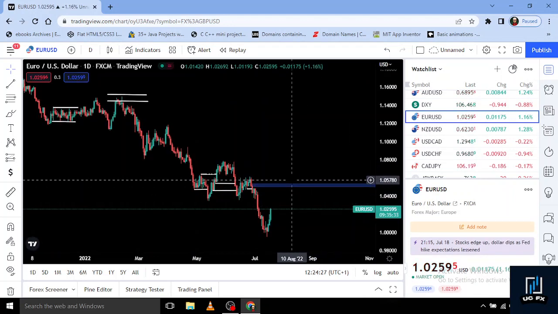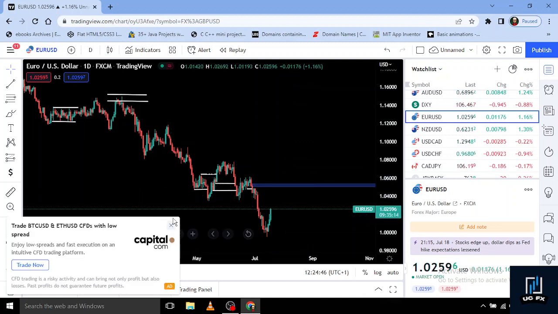So if you can actually understand and know the weakness or the strength of the DXY and the JPY pairs, you can actually maximize your trading. You can actually increase your profit making in the forex market by understanding how this instrument works.